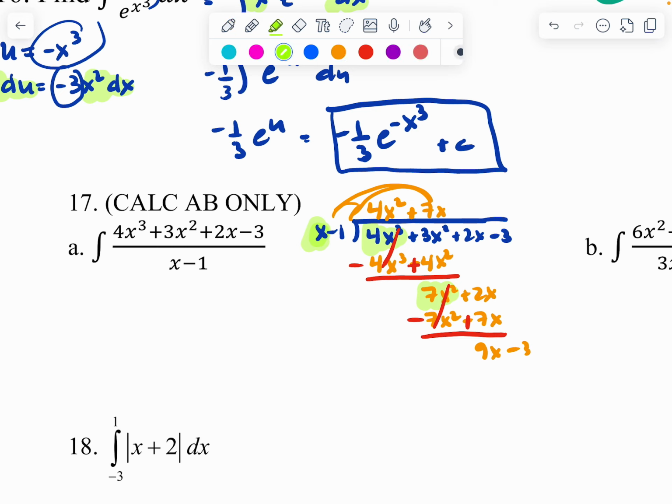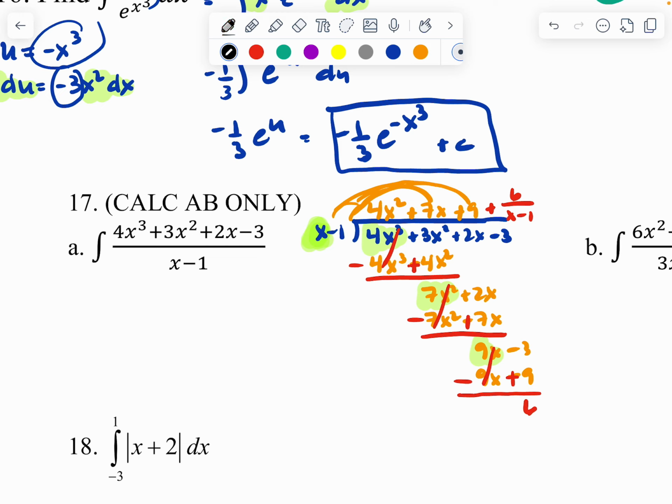And then do it one more time. What times x makes 9x? Well, that's going to be 9. So I'm going to have a plus 9. And then 9 times x is 9x. And 9 times negative 1 is negative 9. But then again, I have to draw the line and change both signs. So these cancel. Negative 3 plus 9 is 6. So the remainder is going to be 6 over x minus 1.